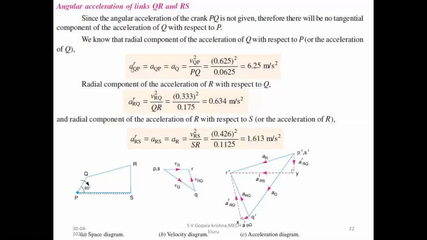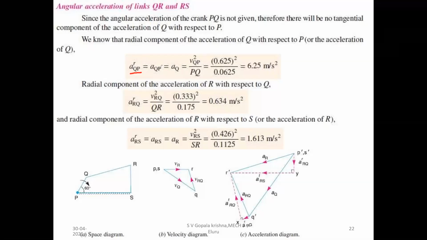Before starting the acceleration diagram, we will find out some values, the radial components and tangential components. So that is the radial component of QP. Just observe that: A_RQP, or whatever it may be, A_QP is also equal to that. Why? Because the crank will have only the radial component. It doesn't have a tangential component, so it has only one component, the radial component.